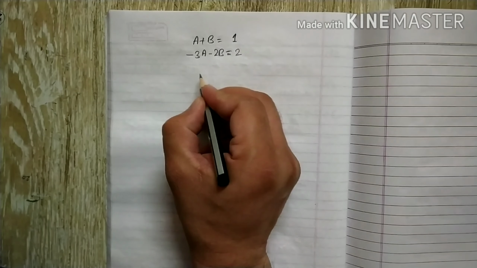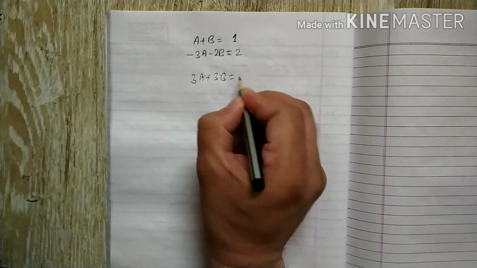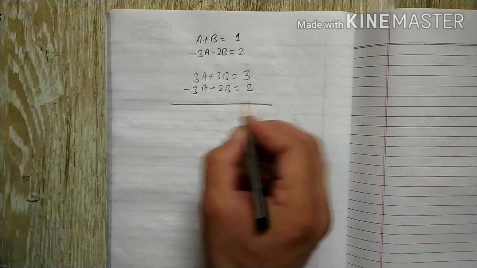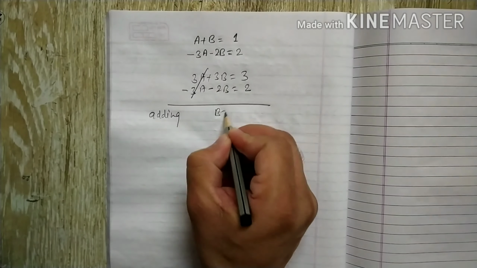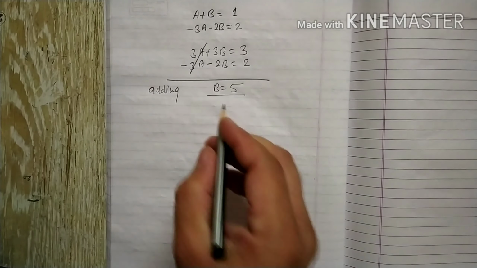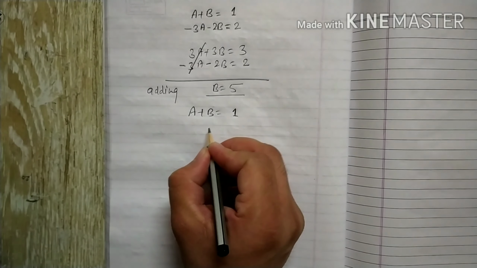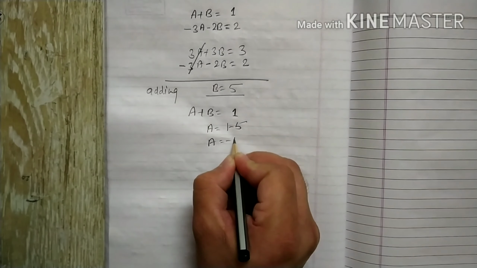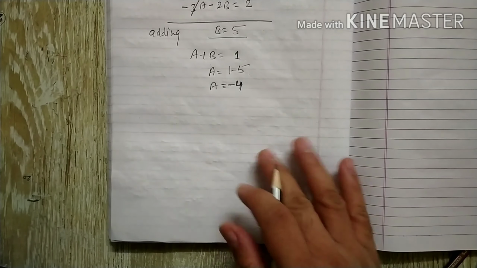If I multiply the first equation by 3, we get 3a plus 3b equals 3, and 3a minus 2b equals 2. So what will come after subtracting? The 3a cancels, and b equals 5. As we found the value of b, we can now use a plus b equals 1. The value of a will be 1 minus 5, so a will be equal to minus 4. Yes, minus 4 will come.